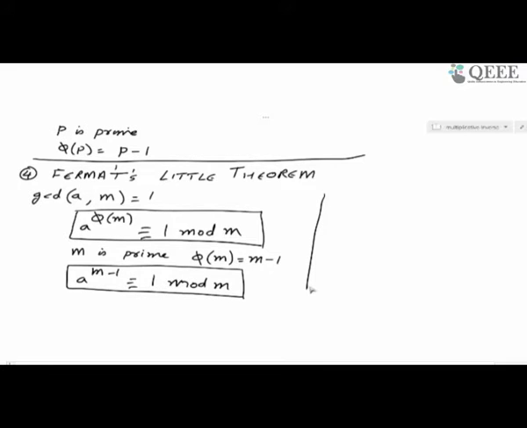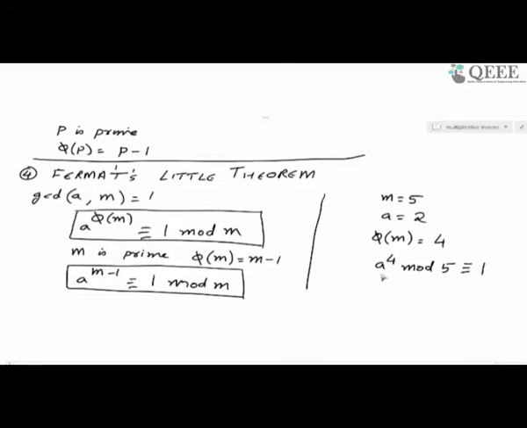So let's take a small example of this. Let's say that M equal to 5, which is a prime, and for ease of understanding, let's say that A equal to some small number, say equal to 2. Then we know that phi of M is M minus 1, that is 4, and therefore A to the power of 4 mod 5 should be congruent to 1.